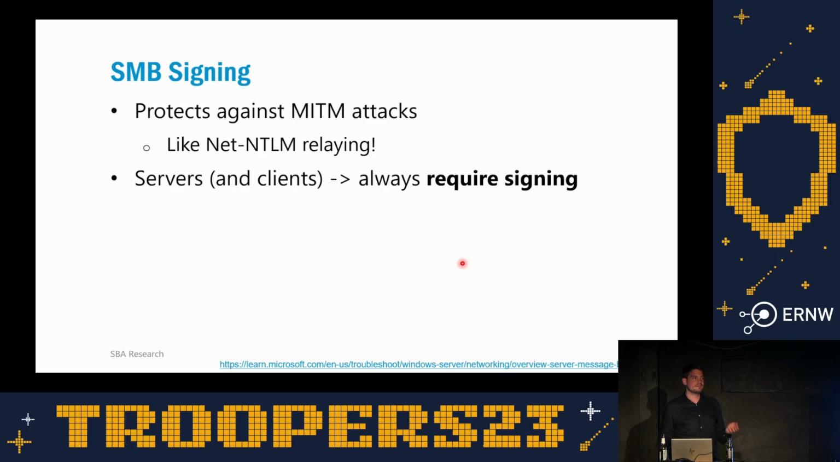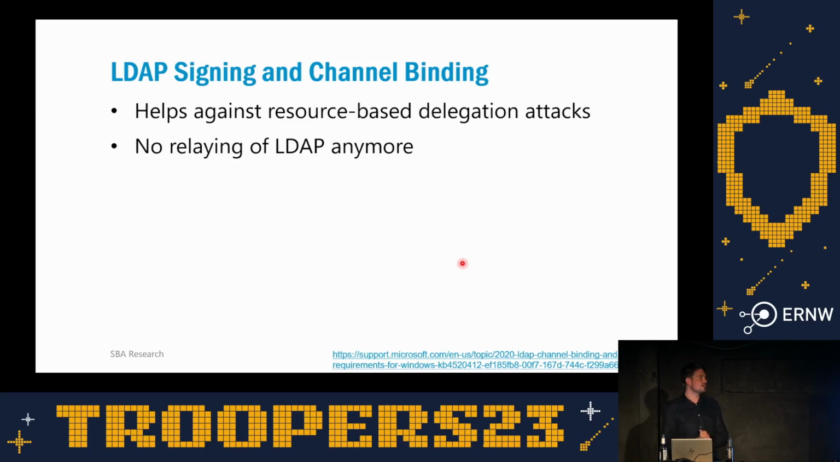Servers and clients should always require this SMB signing, especially the servers, of course. And the thing is, require SMB signing, because at least from the Nmap scans or Nessus scans, you can see that often the vulnerability there is signing enabled but not required. Of course, required is the way to go. Something I didn't talk about is resource-based delegation attacks. Against this, LDAP signing and channel binding helps, which is pretty much the same as SMB signing, just on LDAP.